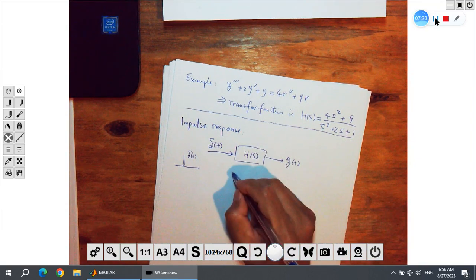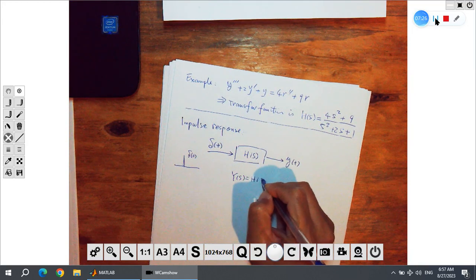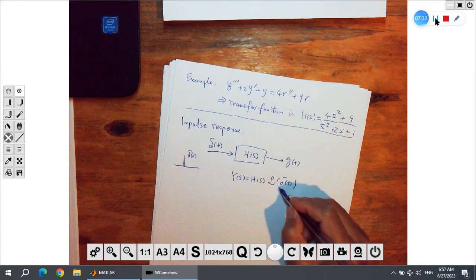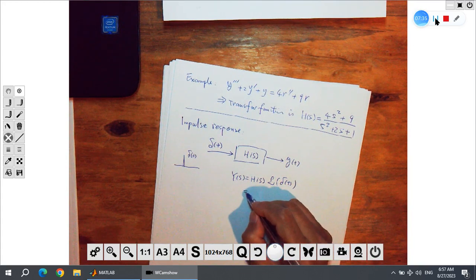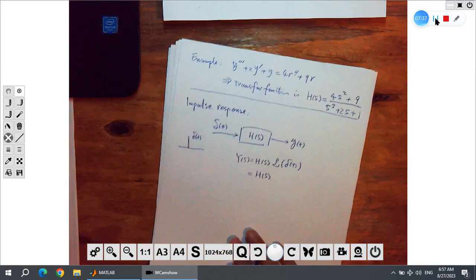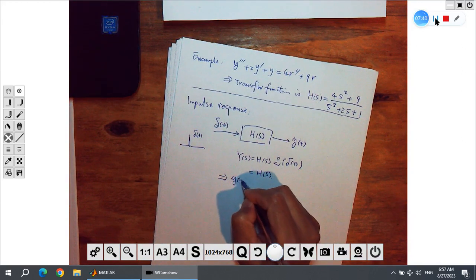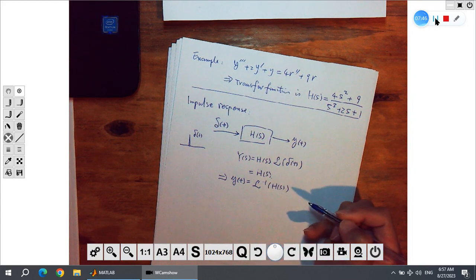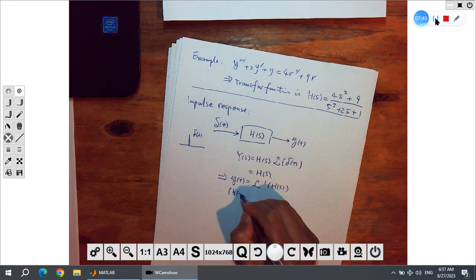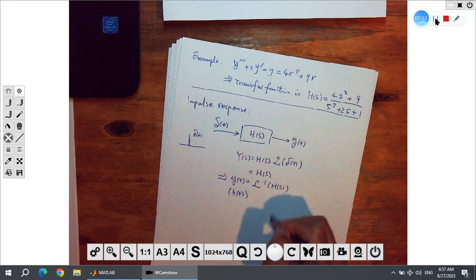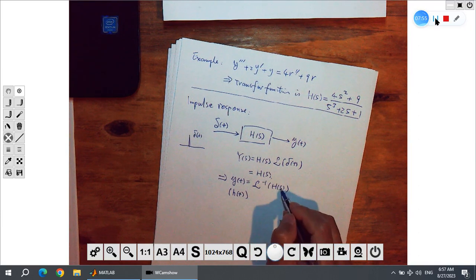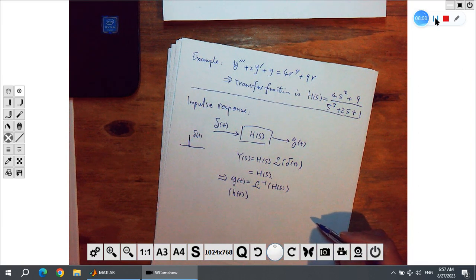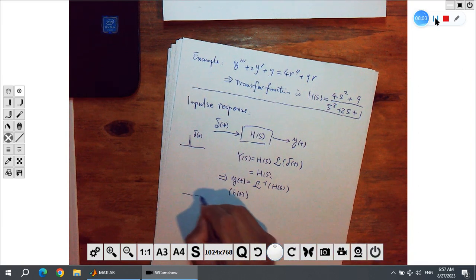Okay, we have Y of s is H of s times the Laplace transform of the input. Remember, the Laplace transform of delta is 1. So this is just H of s. So y of t is the inverse Laplace transform of H of s. You can also write this as h of t. If the transfer function is capital H of s, then the impulse response is just the inverse Laplace transform of H, the lowercase h of t. Alright, this is the impulse response.